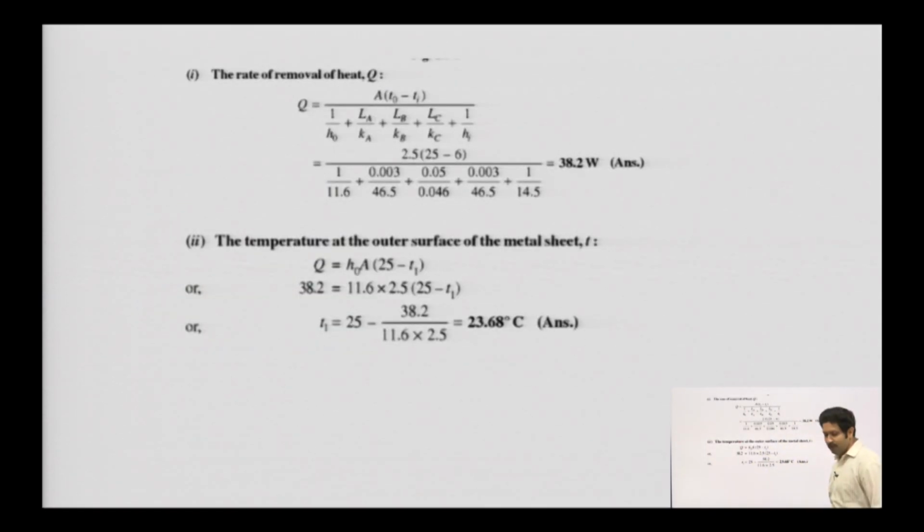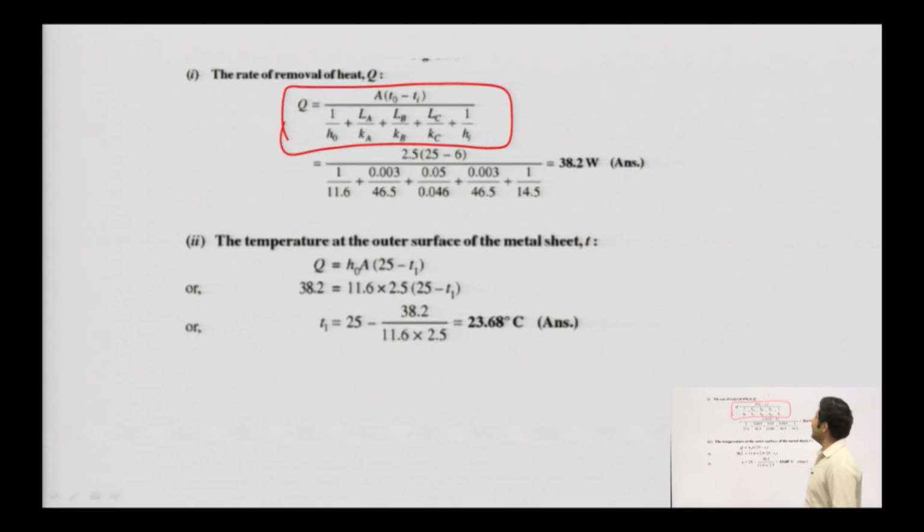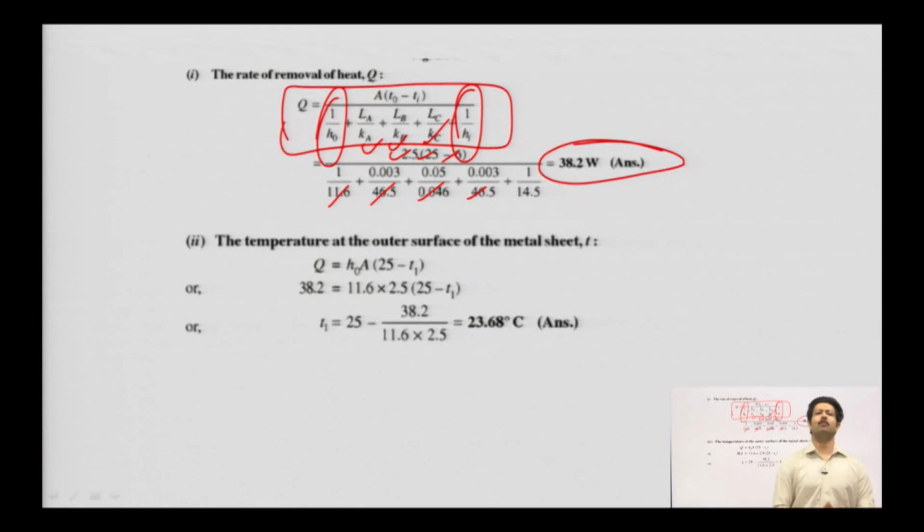The rate of removal of heat Q is equal to A times (To minus Ti), divided by the resistances. Since you have 3 portions for conduction, there are 3 conductive resistances, and since you have an outside ambient and an inside ambient, there will be 2 convective resistances, 1 by Ho and 1 by Hi, for both ambients separately. You put all the values here and you will get 38.2 watts. This is the heat that you calculate by a simple mathematical relation.